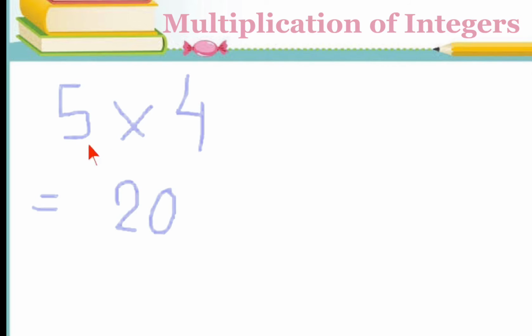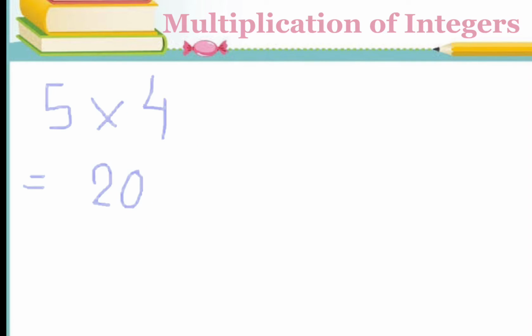Multiplication of integers. For example, if we have to multiply 5 with 4, what will be our answer? Definitely 5 fours are 20. As you can see, these both are positive integers, so the answer is also coming in positive.